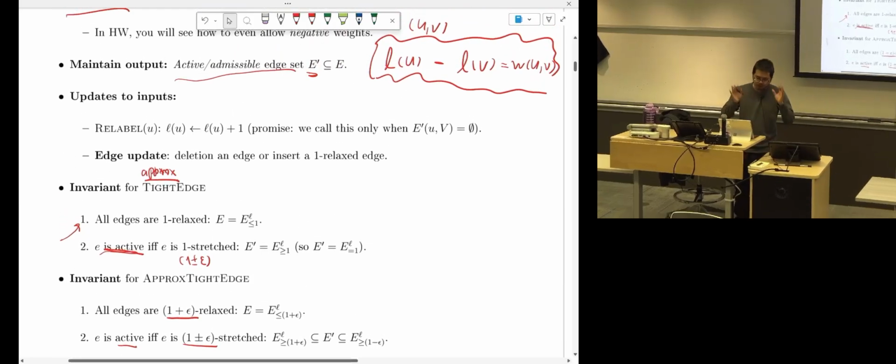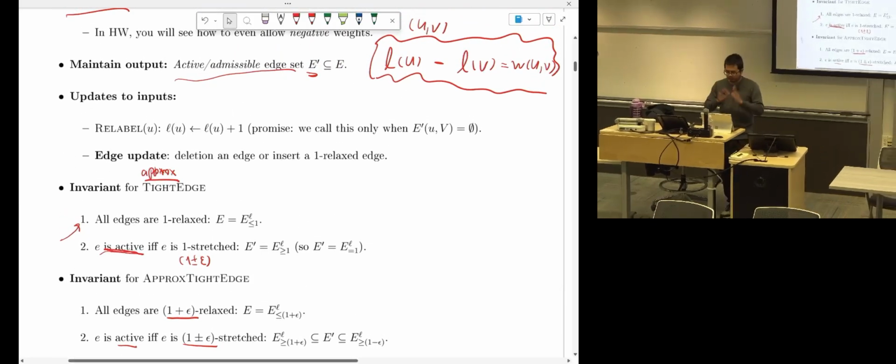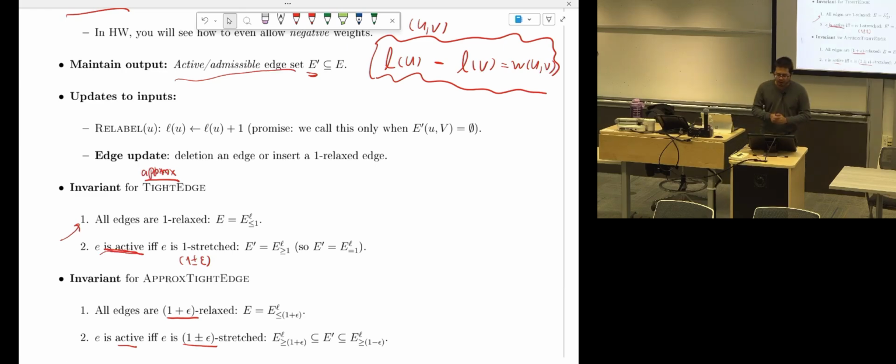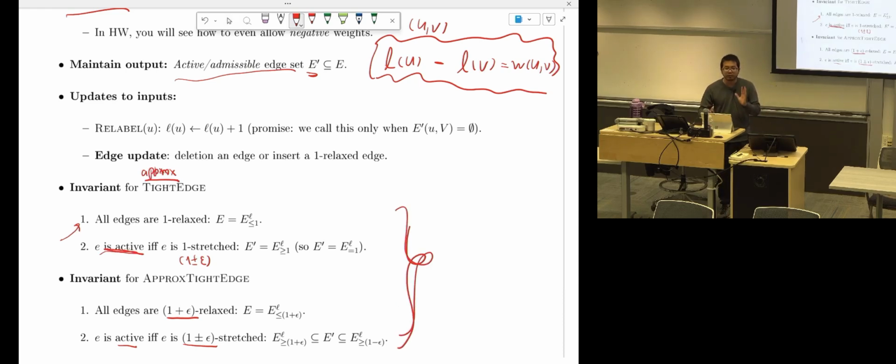So yeah, keep this in mind: when you maintain this tight edge data structure, or the approximately tight one, this is kind of the guarantee that you always have.